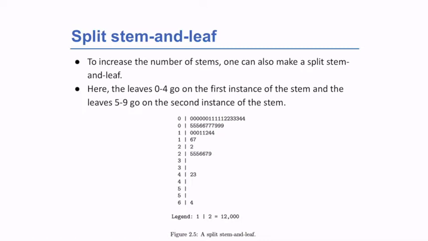To increase the number of stems, you can also make a split stem and leaf. So here we have a lot of numbers that have zeros as their first digit. So we put 0 to 4 in the first instance and 5 to 9 in the second instance, just so we don't have this line running off the page.